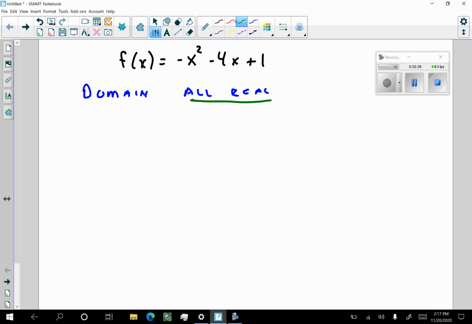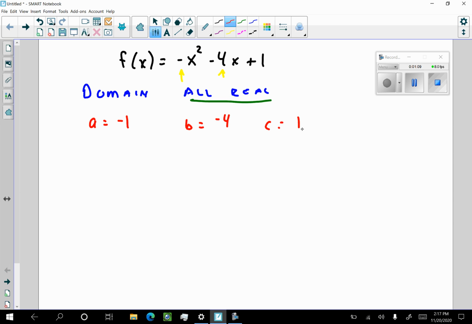The next thing we're going to do, as all of our notes have said, is find the A, find the B, and find the C. So A is going to be negative 1, the coefficient of the x squared term. B is going to be negative 4, the coefficient of the x term, and C is going to be 1. So I've got A is negative 1, B is negative 4, and C is 1.